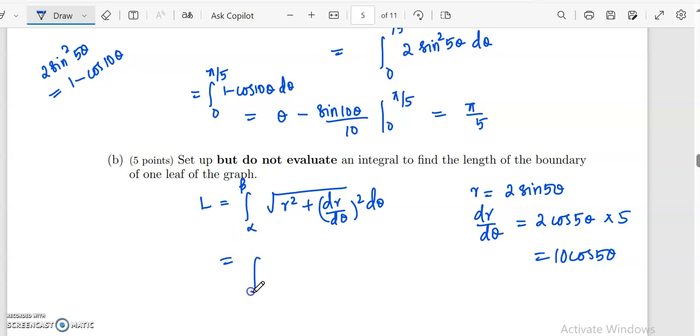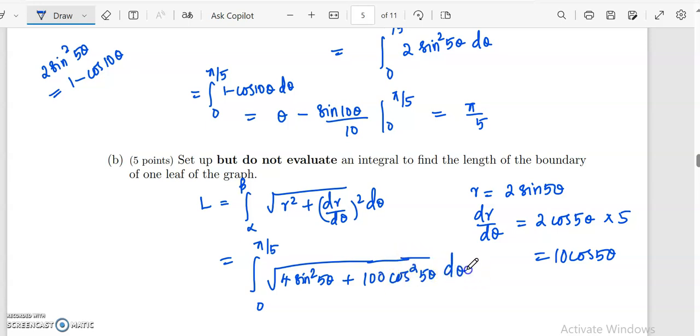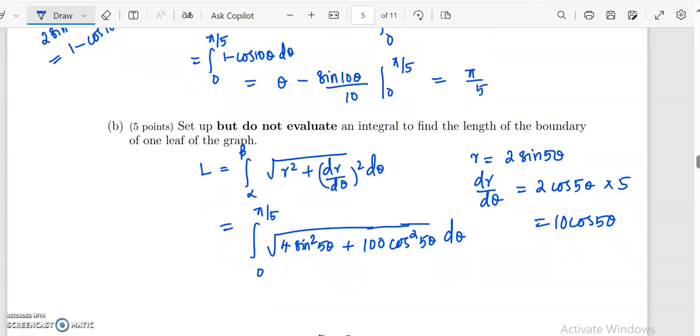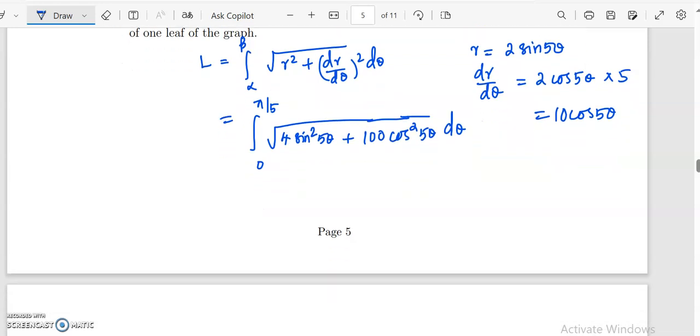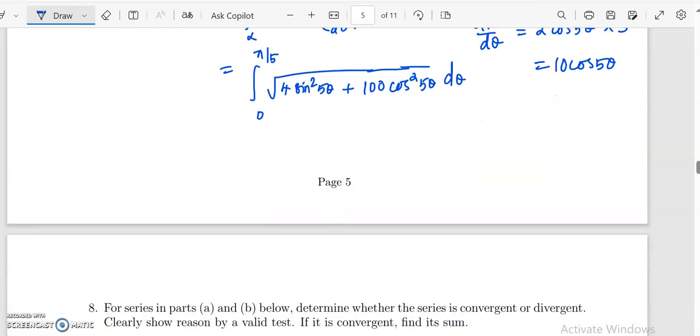So this will be equal to the integral from 0 to pi by 5 of the root of, r square will be 4 sine square 5 theta, plus (dr by d theta) whole square will be 100 cos square 5 theta, d theta. So that will be the integral giving the length of the boundary of one leaf of the graph.